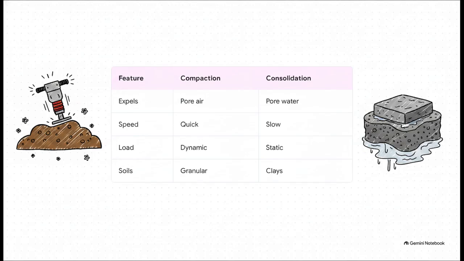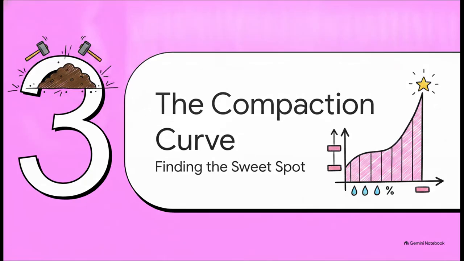Compaction, on the other hand, is dynamic and mechanical. It's like rapidly smacking that sponge to pack it down. It is a relatively quick process that expels pore air, not water, and engineers use it to actively force the soil into a dense state, right on the spot for things like embankments and earth dams. But you can't just smash soil together and hope for the best. You have to find the perfect moisture balance. That brings us to Section 3, the compaction curve, finding the sweet spot.